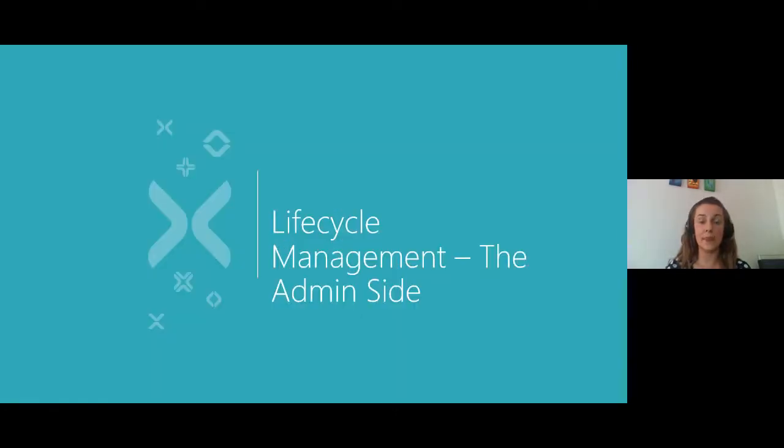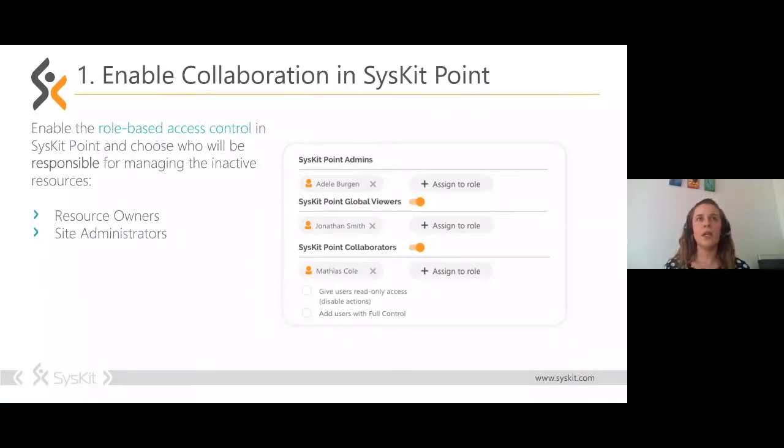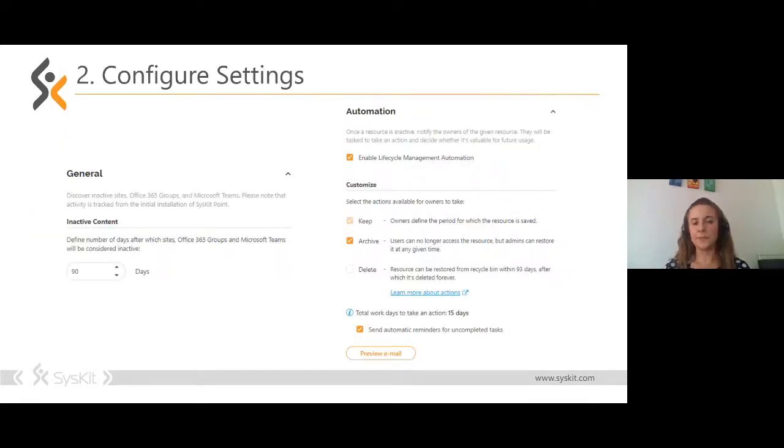So first step is the admin side. First things first, Syskit Point needs to allow your owners to access those reports and that automation tasks. So you need to include the owners using role-based access control in Syskit Point. So once you include Syskit Point collaborators, both your site collection administrators for the classic sites, but also the owners for the modern sites, teams, and groups will be able to use Syskit Point and to actively collaborate in this process.